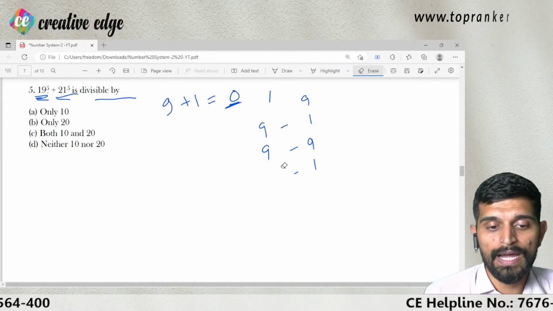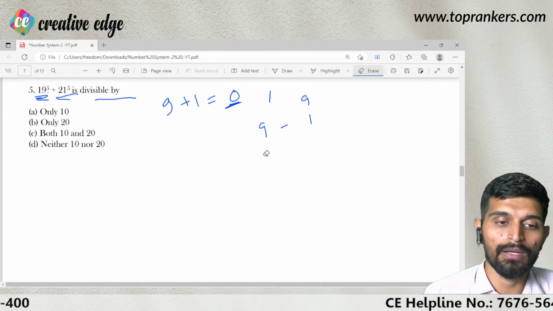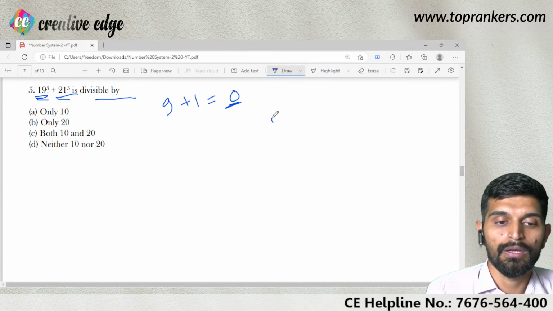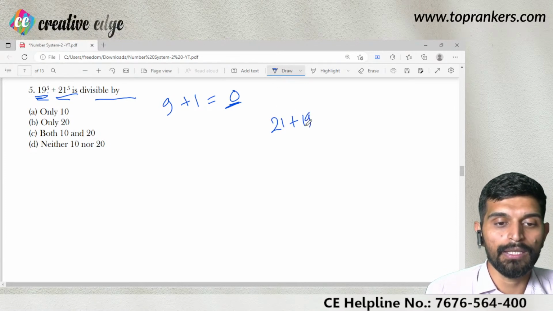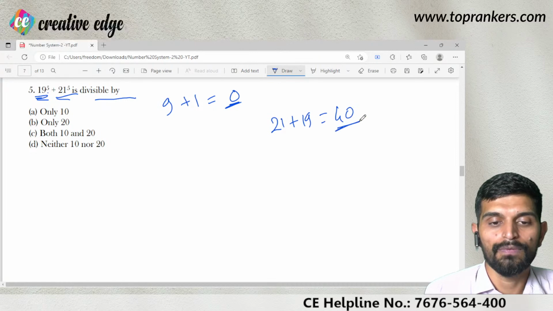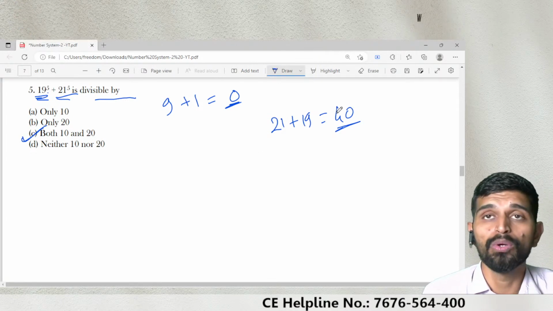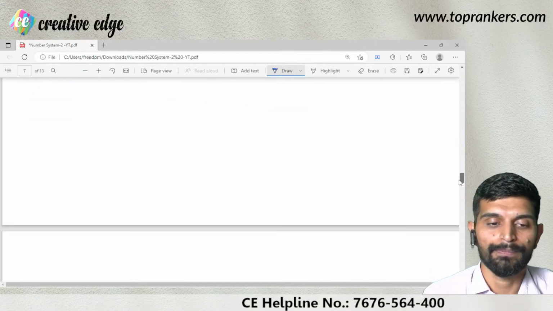Also, if we add 21 and 19, we'll have 40, which is divisible by 20. So the answer to this one is both 10 and 20.